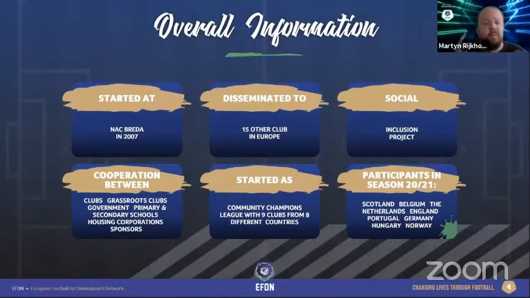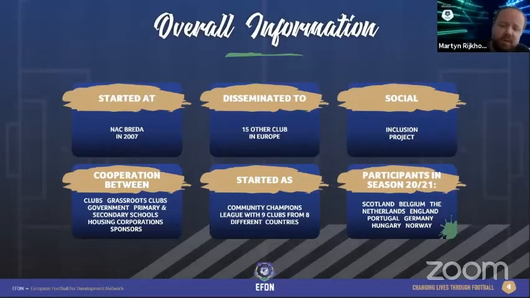In between 2007 and now, there were about 15 other clubs in Europe who were delivering the Community Champions League. Most clubs were in the Netherlands, but also some abroad. That brings us to the current stage of 2021. We have 9 partners who together coordinate the Community Champions League throughout Europe. There are 9 clubs from 8 different countries: Scotland, Belgium, the Netherlands, England, Portugal, Germany, Hungary, and Norway.